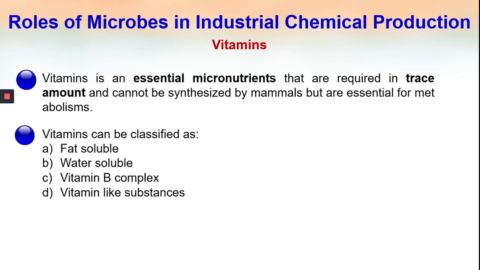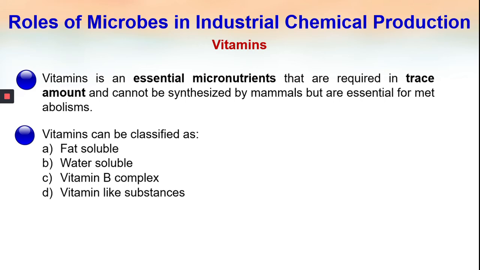So what is vitamin? Vitamin is an essential micronutrient that is required in a trace amount only. It is an essential nutrient, but you only need to take it in a very small amount. Some of the vitamins cannot be synthesized by mammals, such as us. Humans are mammals, but vitamins are essential for metabolism. Vitamins can be divided into several categories, such as fat-soluble, water-soluble, vitamin B complex, and vitamin-like substances.